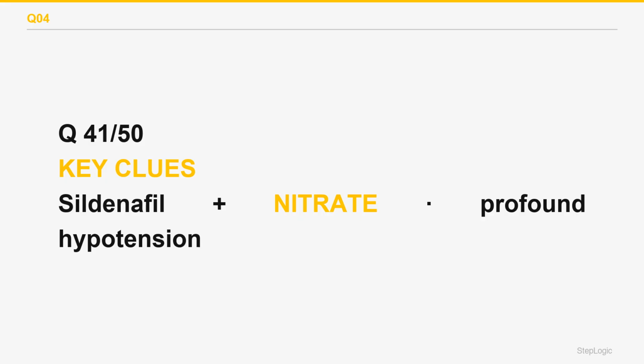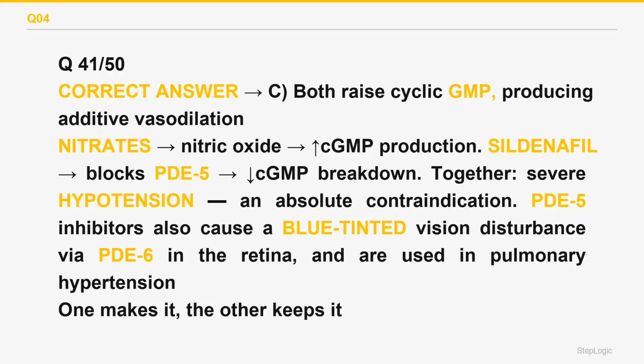The result is profound, refractory vasodilation and hypotension, which is why the combination is absolutely contraindicated and a nitrate-free interval of 24 to 48 hours is required. The correct answer is C.